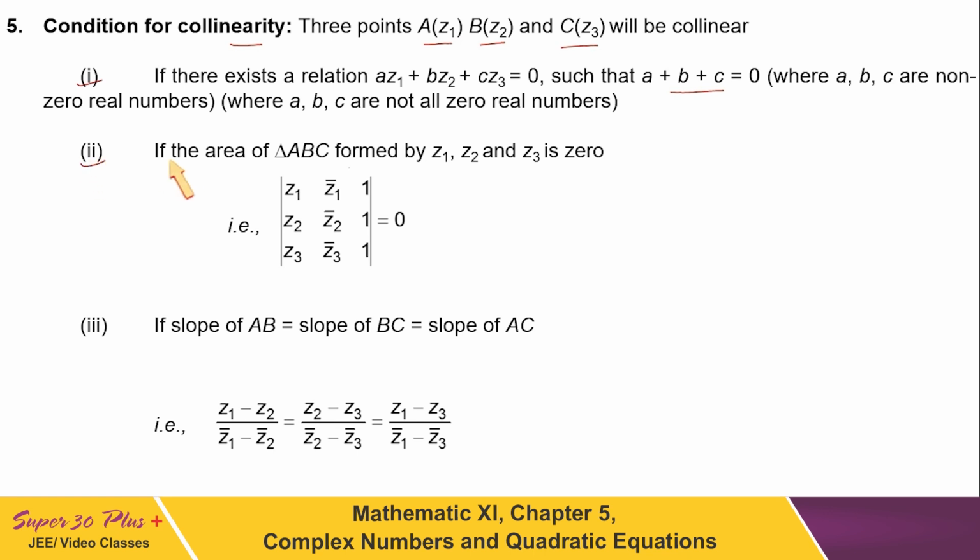Second way is here, if the area of triangle ABC formed by Z1, Z2, Z3 is 0, then we can say that the points are collinear. Third way is here, if slope of AB is equal to slope of BC is equal to slope of AC, then we can also say points A, B, C are collinear. And as we know, the complex slope is (Z1 - Z2) upon (Z1 bar - Z2 bar). This is the slope of AB, and slope of BC is (Z2 - Z3) upon (Z2 bar - Z3 bar), and slope of AC is (Z1 - Z3) upon (Z1 bar - Z3 bar).